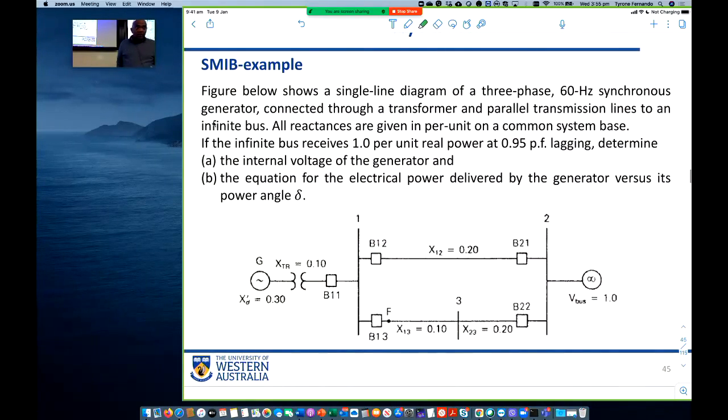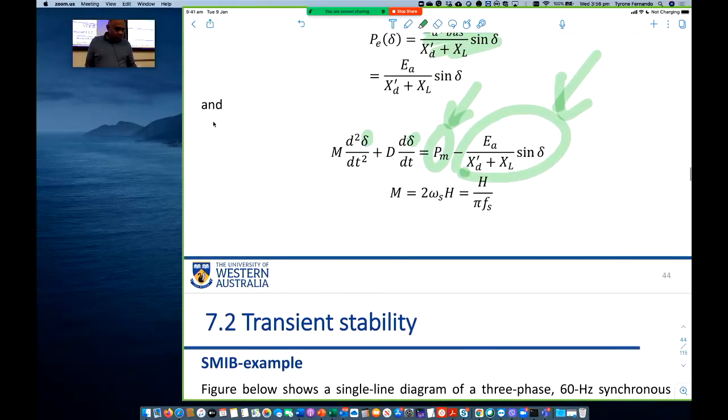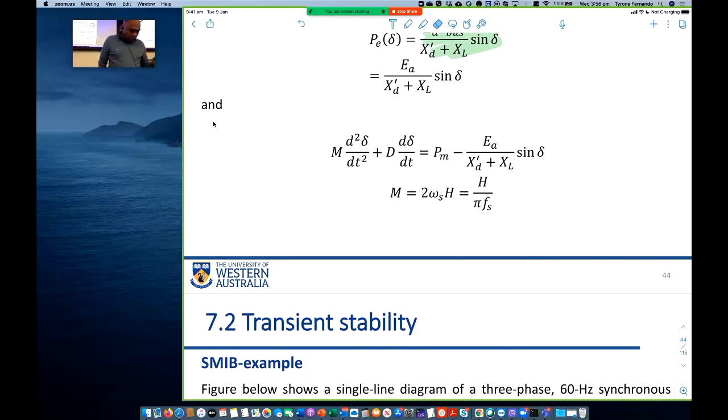So we are now going to do an important example based on that equation that we saw. Take particular care. Based on this equation that we see here, we're going to do an example, because we're going to analyze the transient stability looking at this equation.